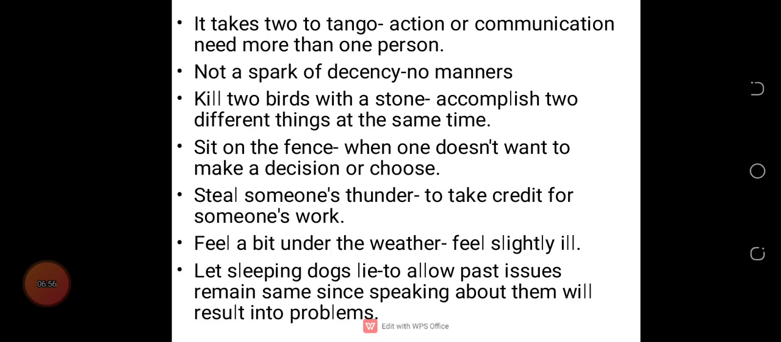Not a spark of decency. It means the person has no manners. Kwame has no spark of decency. The person lacks manners.